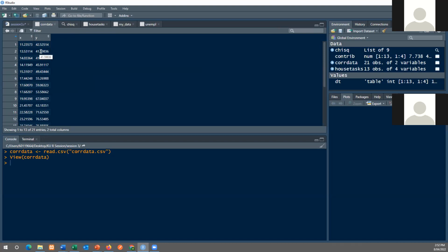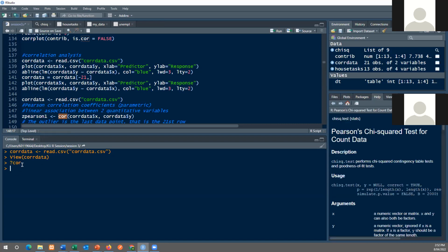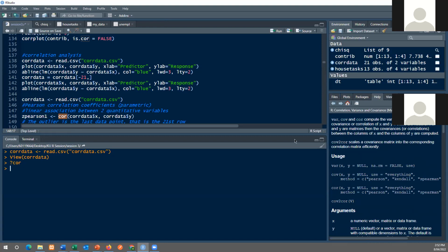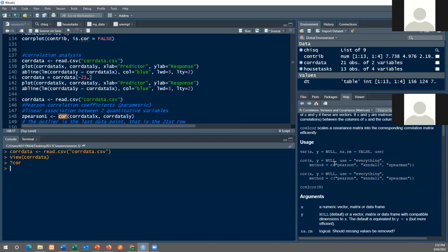Simple example. If we have any variables like this and we want to see if there is any correlation between them, then we can run this cor function, the Pearson correlation. The cor function will give us the correlation. And there are different kinds of correlation you can do: the Pearson correlation, Kendall correlation, or Spearman correlation. These are the different methods of correlation.